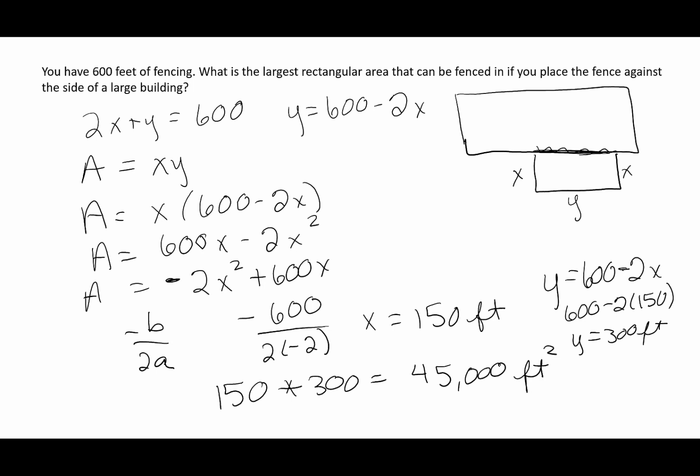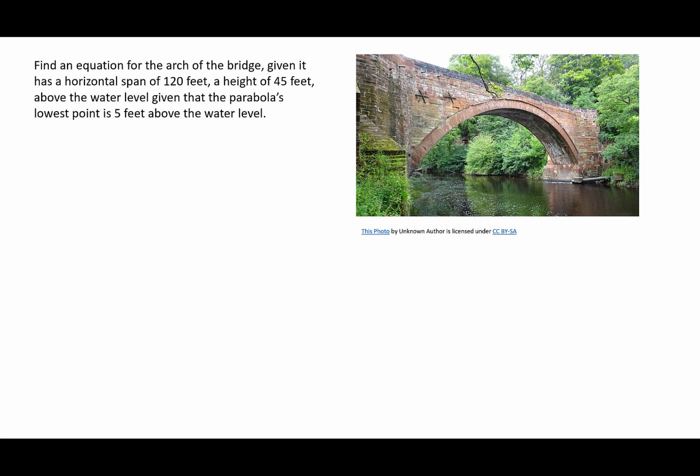So it wouldn't be a talk about quadratics if we didn't do some kind of bridge problem. So I totally made this one up, so it's not to scale, but I just grabbed a picture of a bridge and I threw some numbers on it. So let's pretend it works. So I said, find the equation for the arch of a bridge given its horizontal span is 120 feet. So let's write that in as we go. So this is 120 feet. It has a height of 45 feet above the water. So here we're going 45 feet. And the lowest point is 5 feet above the water. So I'm telling you this is 5 and this is 5.